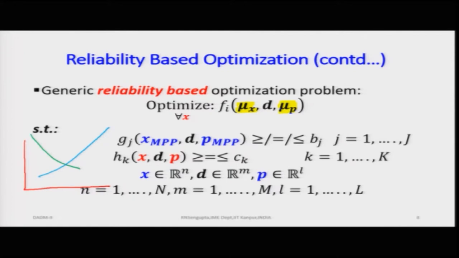So, you have the constraints depending on the probabilistic constraints and the deterministic constraints, and obviously x is along the real line in n dimension, d is along the real values in the m dimension, and p is in the l dimension, depending on the values of m, n and l.